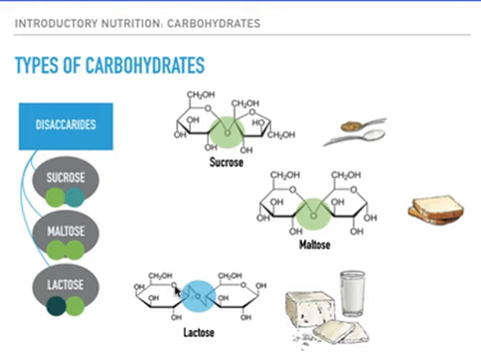Lactose is found in dairy products, and it's a galactose molecule bound to a glucose molecule. Notice how right here, this bond is different than the alpha bond in maltose and sucrose. This is called a beta bond. Many adults, especially those that don't have like a Northern European heritage, don't have an enzyme necessary to break apart this beta bond, and this leads to lactose intolerance.